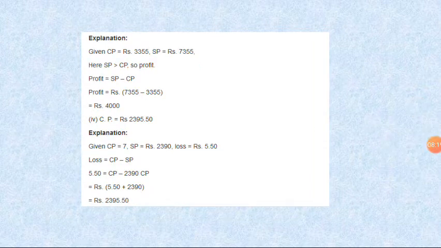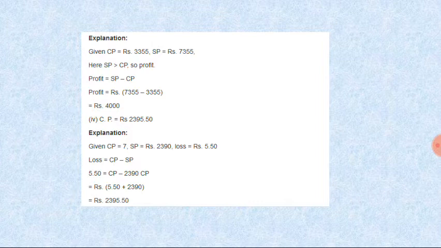Given CP equal to rupees 3355, SP is equal to rupees 7355. SP is greater than CP. That is a profit. Profit equals SP minus CP. Profit equals 7355 minus 3355. Subtract. Profit value 4000.